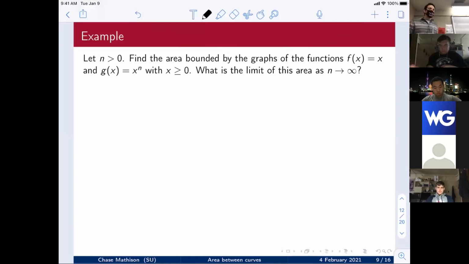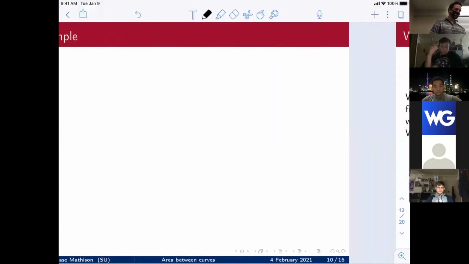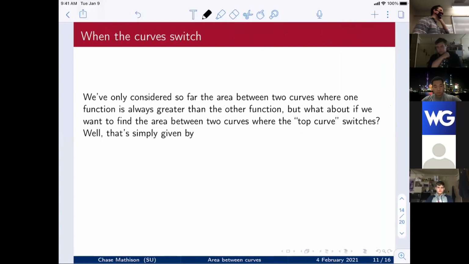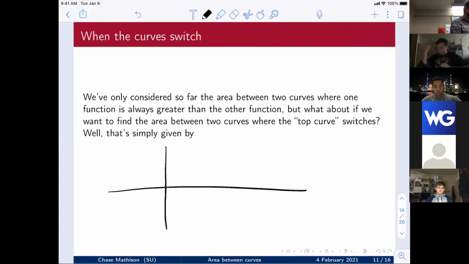So this one, I'm going to come back to if I have time. It's a fun one, but I want to make sure I tackle one more thing. So far I've only talked about what happens when f of x is always bigger than g of x, but it could happen that the top curve does something like this and the bottom curve does something like this, right? We'll call this A, and we'll call this B.